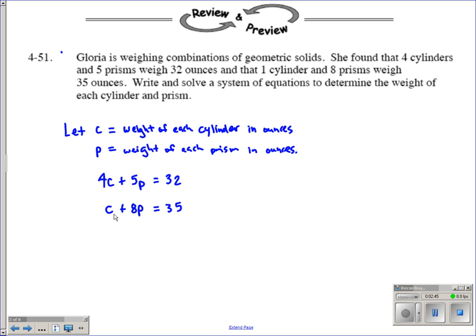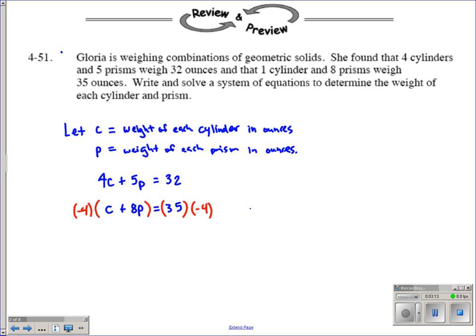This one you could do substitution if you subtract 8P from each side and substitute it in. However, my favorite is elimination, so I'm going to set this up for elimination. I'm going to multiply both sides of this equation by -4, because I'm going to try to eliminate my C's.